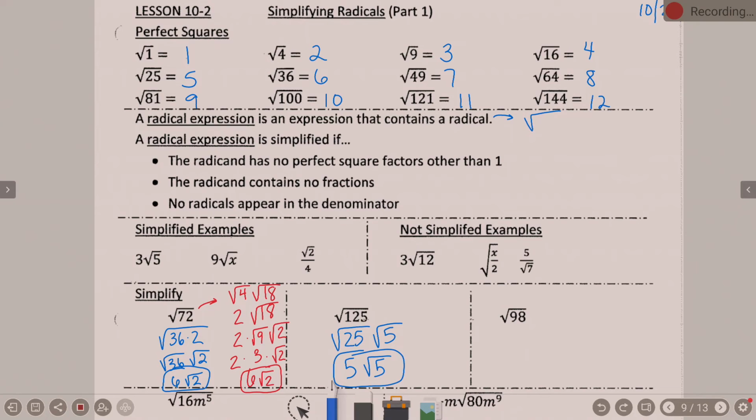Does 98 divide by, say, 81? No, I get a decimal. 98 divided by 64? No, I get a decimal. 98 divided by 49? Yeah. Oh, hey, I got not a decimal, right? Are you doing okay with that process, Jacob? Yeah. Okay. Because I'm just taking my calculator and I'm just dividing.